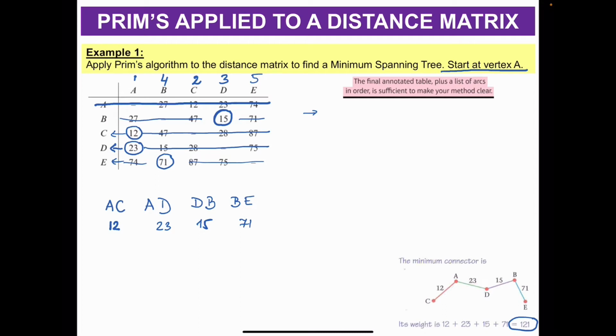If you're going to get full marks, it's enough to show your process. If these numbers match, that means the order will match, and obviously you need to also write the order in which the vertices or the arcs were added. Then you will get full marks.